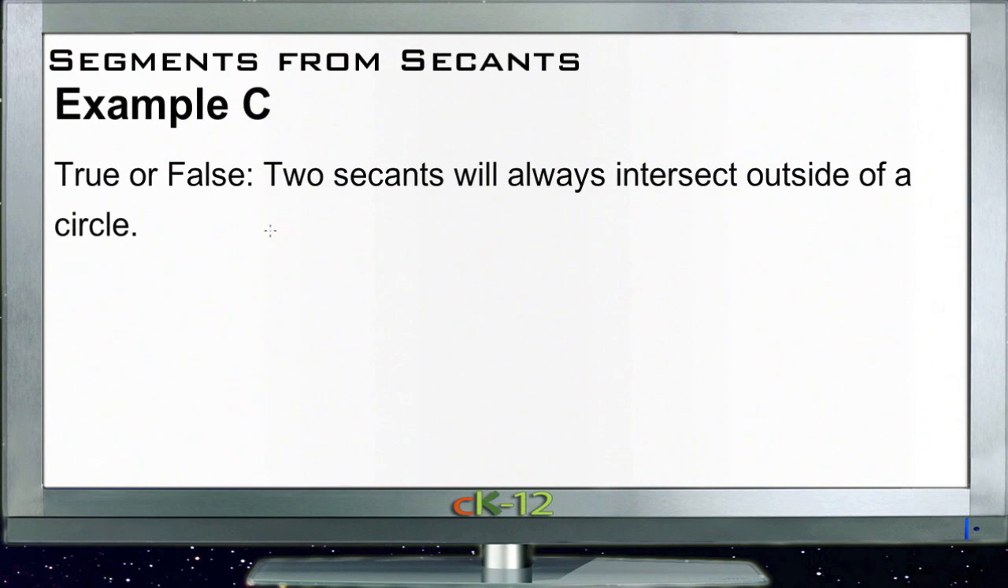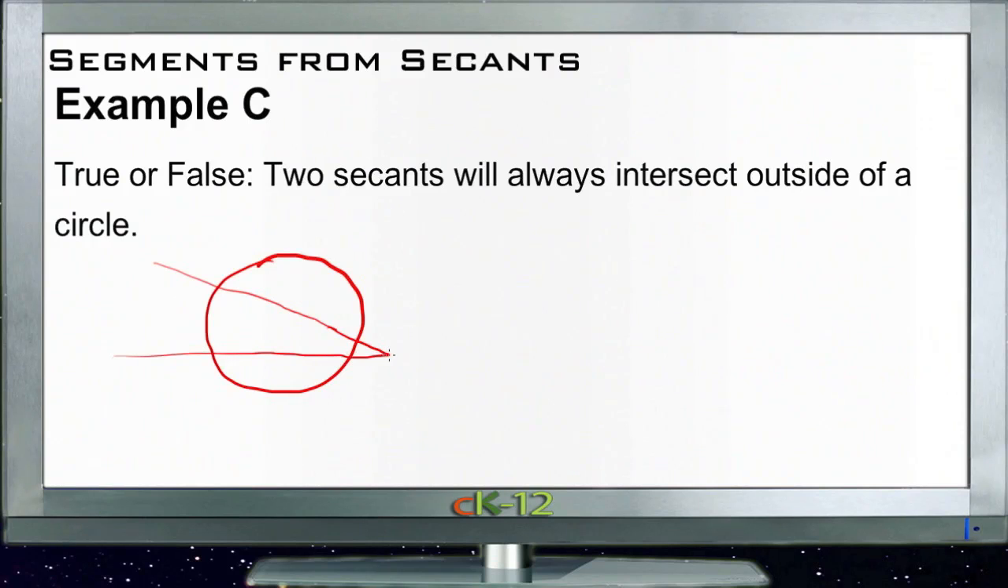Example C is just a true-false question. It says, true or false, two secants will always intersect outside of a circle. Well, perhaps at first blush that might seem like that's the case, because if we have a circle, no matter where we draw these two lines, like so, it seems like they're always going to run into each other. However, there are a couple of possibilities that don't work that way.